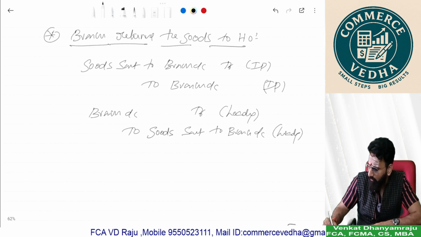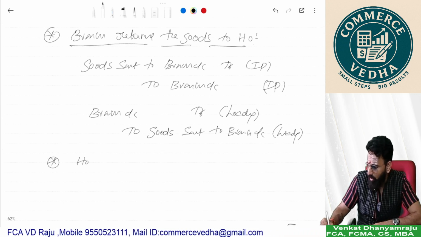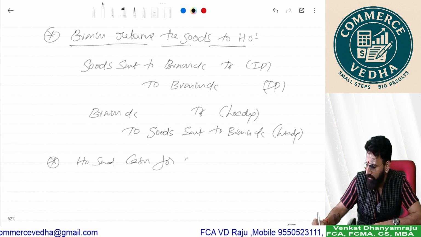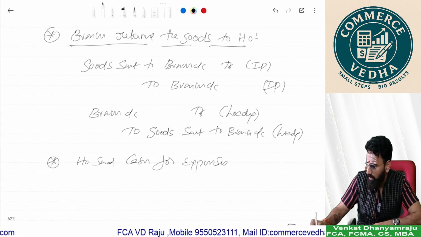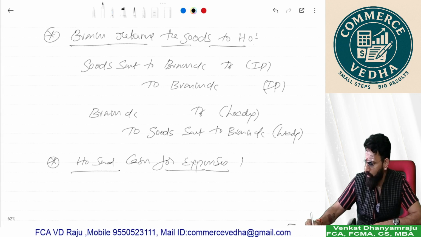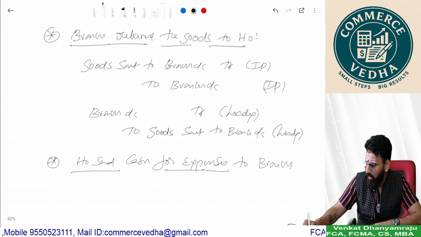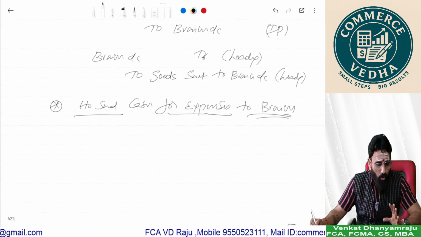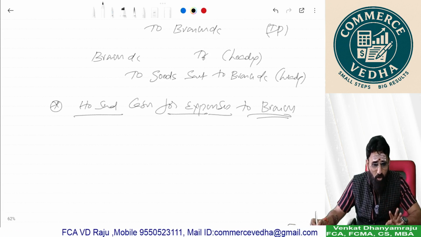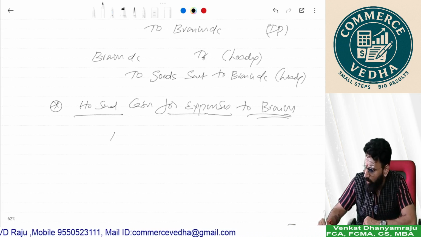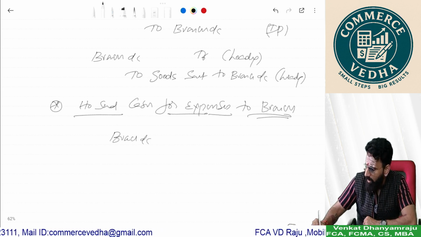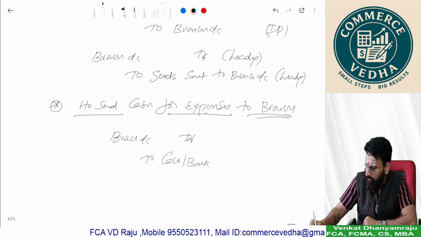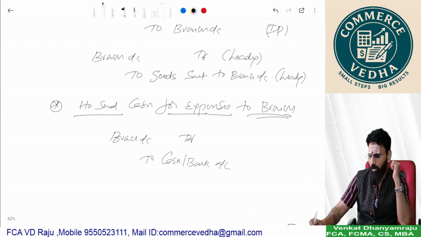Now, what else can the head office send? HO sends cash for expenses to the branch. This is simple, no loading involved. Cash is cash. Only when stock comes is there loading. If there is no stock, no loading. So this is the similar old entry: branch account debit to cash or bank, amount received from head office.